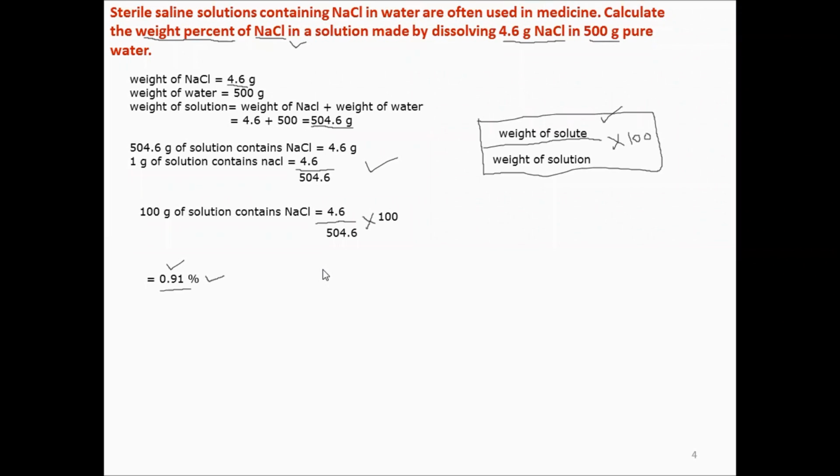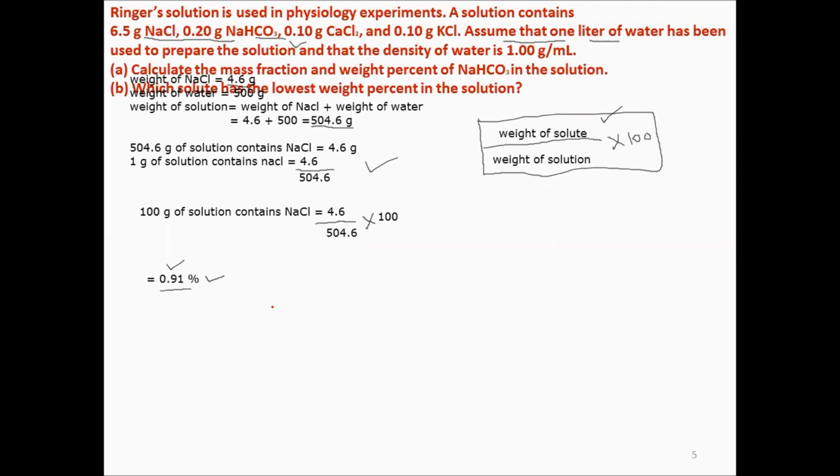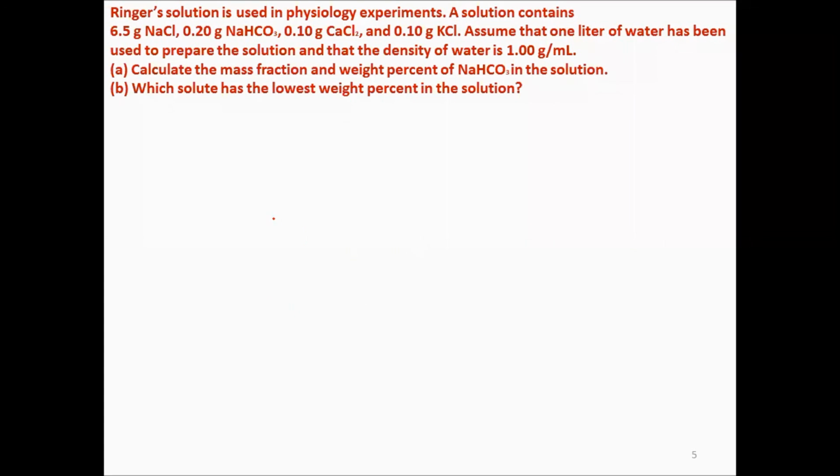So now let us try to do the second numerical. Please give me a minute. Now the second numerical: first we will read the statement very carefully. It says that Ringer's solution is used in physiology experiments. A solution is made up of so many components. It contains 6.5 gram NaCl, 0.20 gram sodium bicarbonate, 0.10 gram calcium chloride, and 0.10 gram potassium chloride.